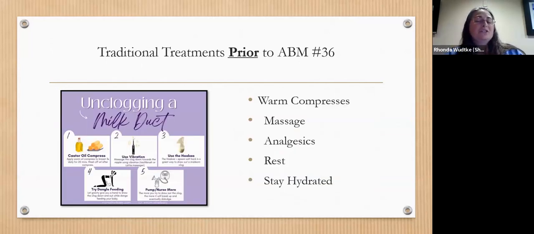Now, prior to this protocol 36, these were the treatments that were typically recommended. Castor oil compresses, Haakaa with Epsom salt, using a toothbrush or anything in the house that vibrates, dangle feeding, pumping and nursing more. We got to keep that breast empty, keep that milk moving. Warm compresses, massaging, really getting in there. Analgesics, rest, and stay hydrated. And as we move through, I think you will be surprised that many of these are no longer part of the recommendations, and we'll talk about why.